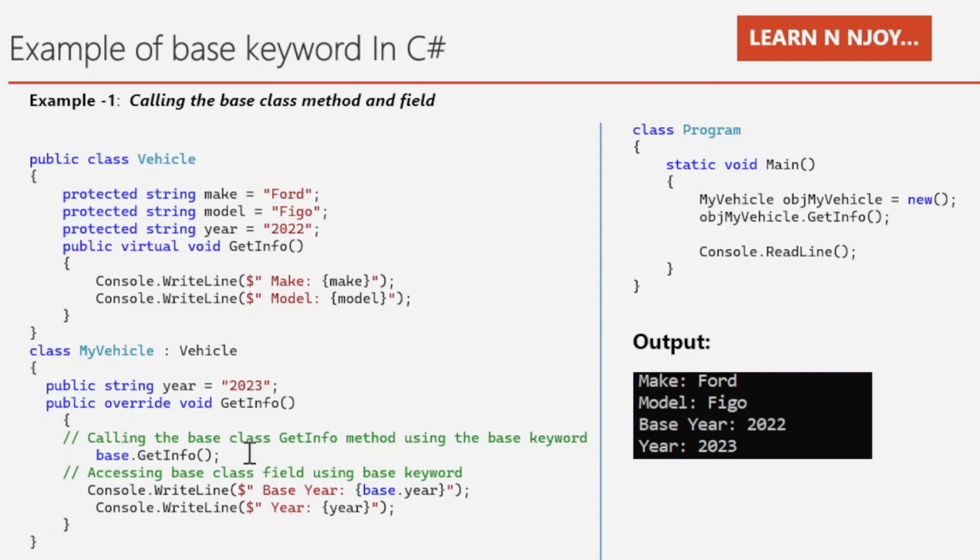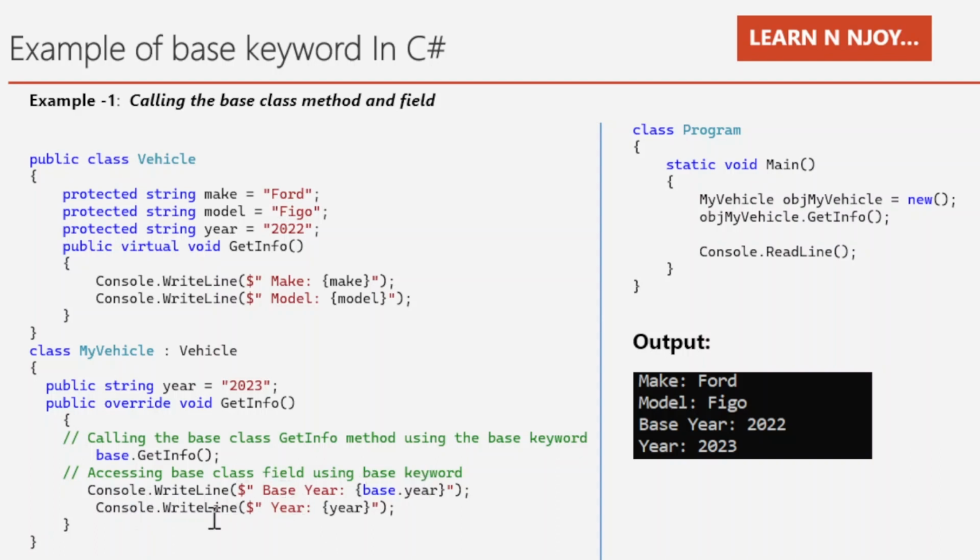And how are we going to access the base class field? For this, I'm just writing base.year. Basically year is defined as a protected field in this Vehicle class. That value I'm going to access with the help of the base keyword over here. That's what I have written, base.year. Whatever value we receive, I'm just printing into the console window with the help of Console.WriteLine.